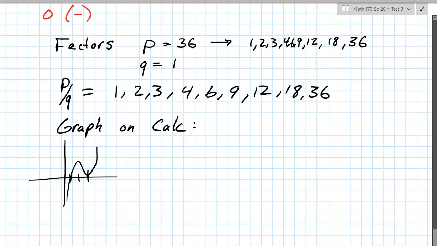But what we know is that since we cross at 1, the multiplicity there is odd, and since we touch at 3, the multiplicity there is even. So I suspect that when we do synthetic division, we'll have 1 zero at 1, and then we'll have 2 zeros at 3. We'll just have to work it out and see how it goes. Let's start with 1.